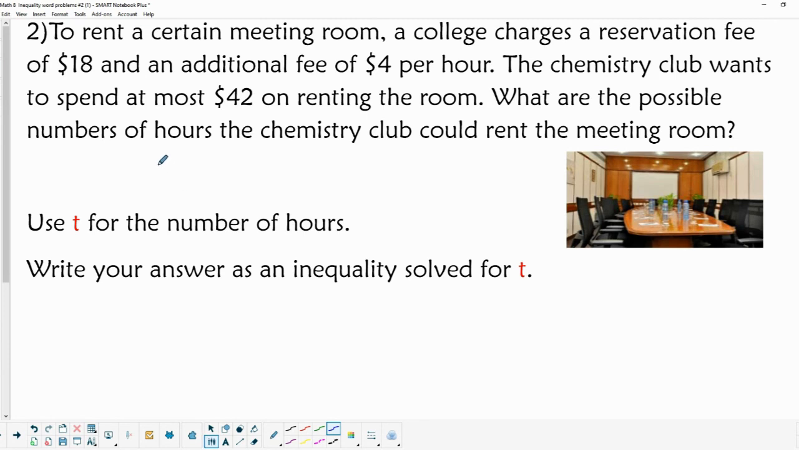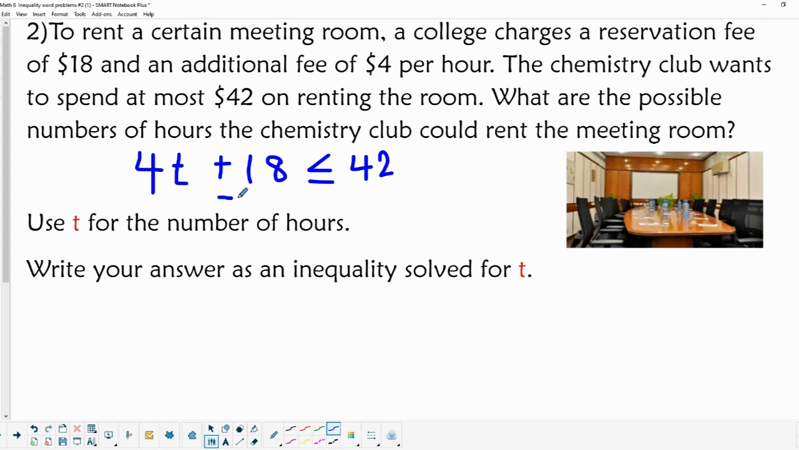So here's what we do. We say it costs $4 an hour to rent the room, plus they have to pay $18 to reserve the room, because if they cancel, the college could lose out on that, so they have to have some money in case someone else wanted to rent it. So then they're going to spend at most, which means less than or equal to $42, which doesn't sound like a lot of money by today's standards, does it? So there's our inequality.